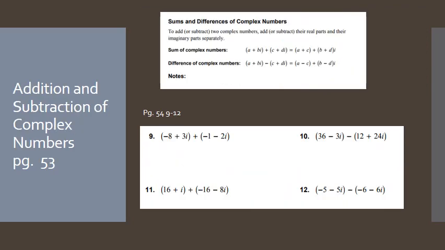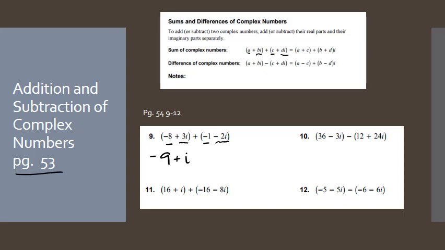Okay, now with addition and subtraction, this is going to be on page 53. It's very easy. You're really just adding like terms. Like it says up here, you add a and c, and you add bi and di because they are like terms. So the way this would look is you take -8 and -1, that'd be -9. And then 3i and -2i would be plus 1i. So that would be your imaginary term.